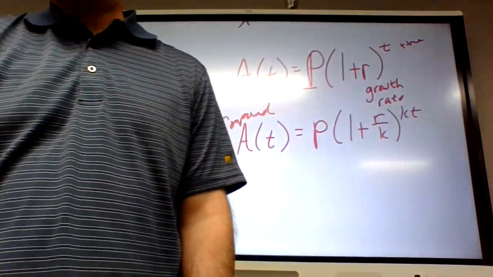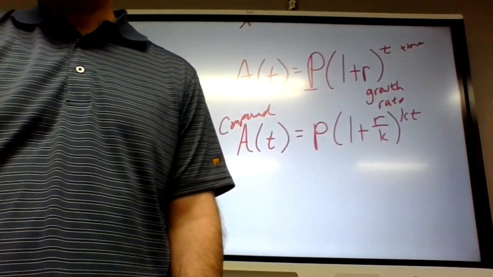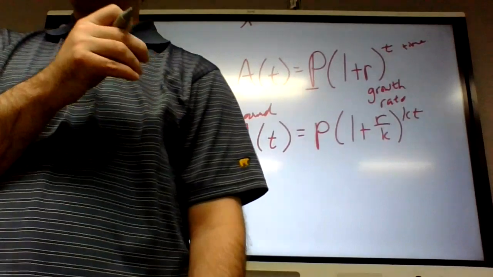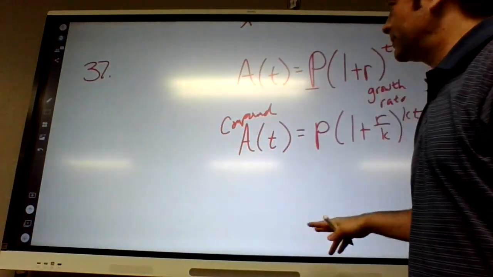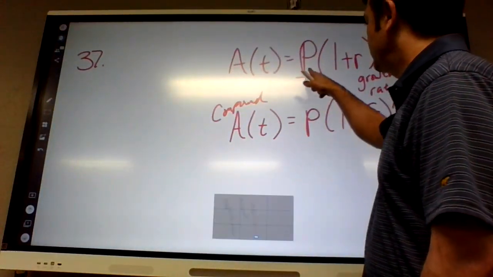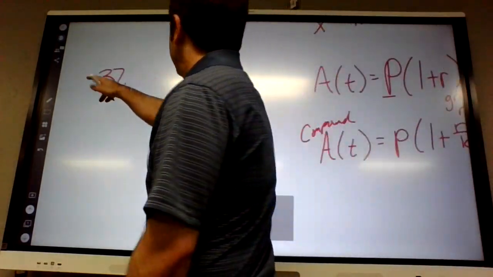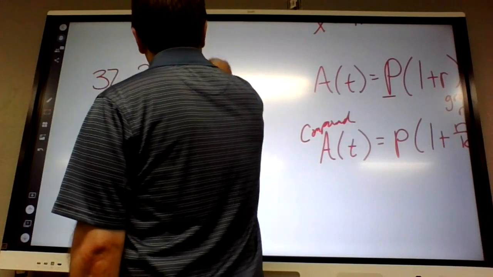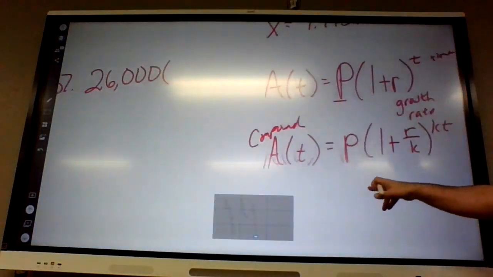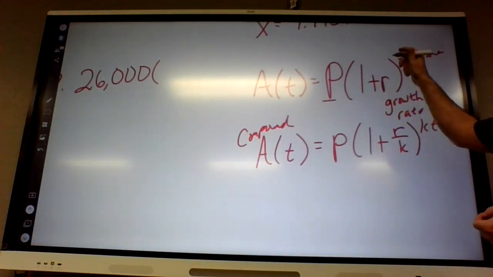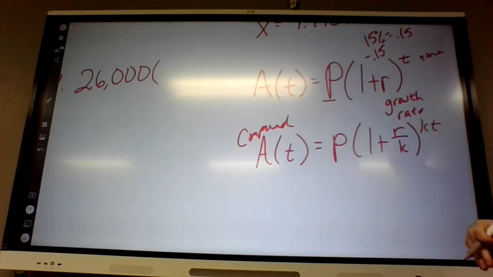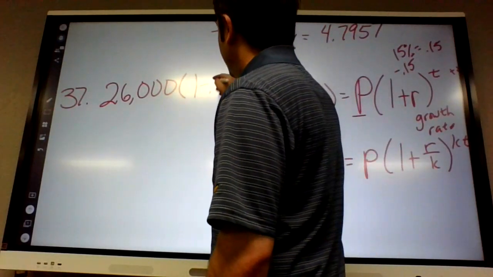So on the first one, is it compound interest or just growth? Or percent decay, in this case, because the $26,000 sports car is losing 15% of its value every year. So where am I going to put the 26,000? P. So we're using this top one. 26,000, and we're losing 15%, so 0.15. This would be minus 0.15 since it's going down. Move the decimal twice to get 0.15, but it's going down, so it's 1 minus 15%.